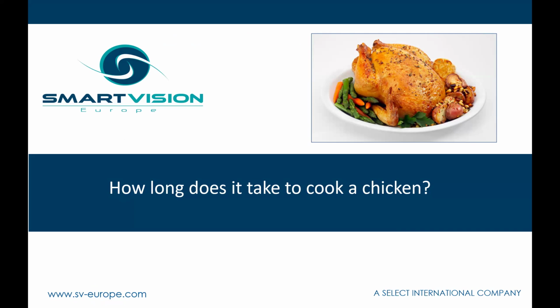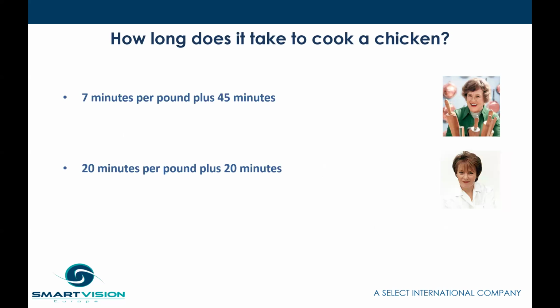The reason we use this as an example is that if you go into a cookery book, for example Julia Child's or Delia Smith's, they'll often give you a little formula that tells you how long it takes to cook a chicken. Julia Child's uses 7 minutes per pound plus 45 minutes. And Delia uses 20 minutes per pound plus 20 minutes. So they're very different formulas. They might be set at different temperatures for the oven.